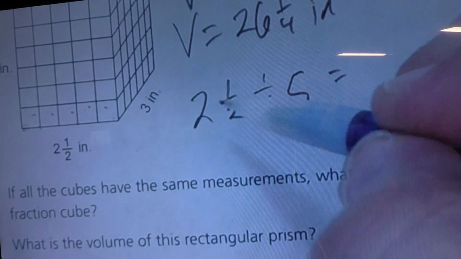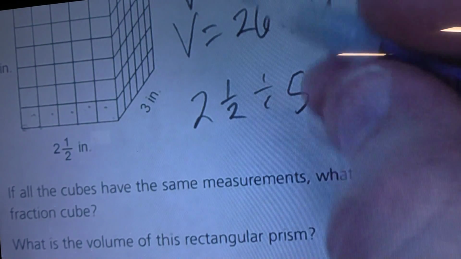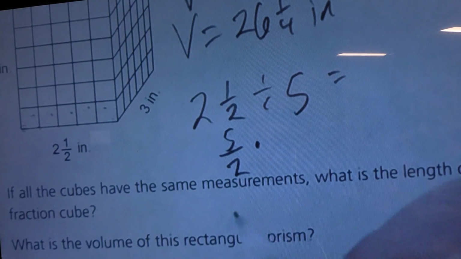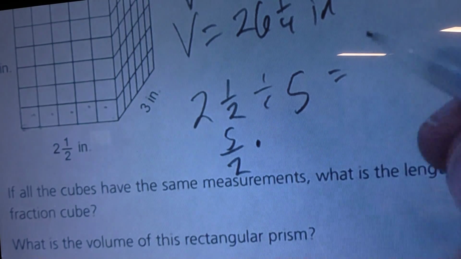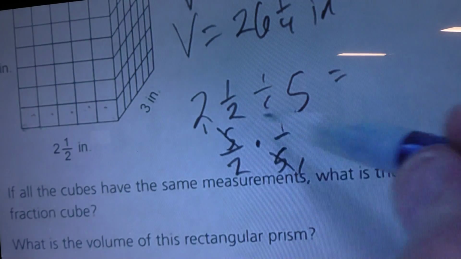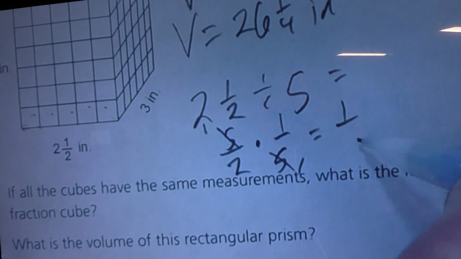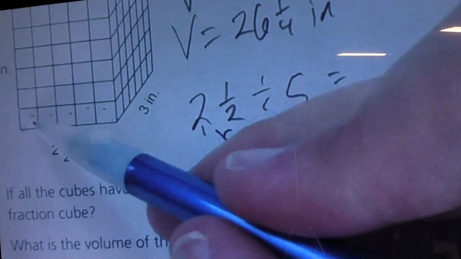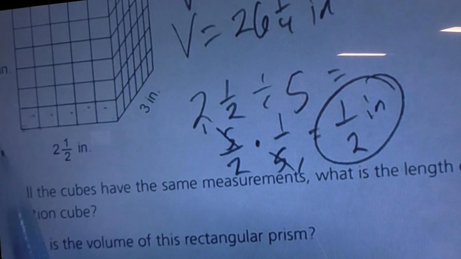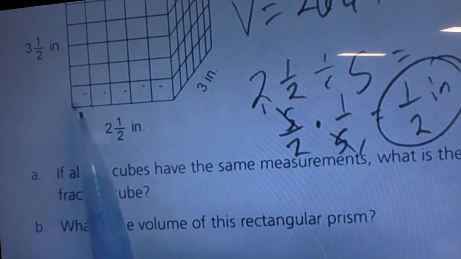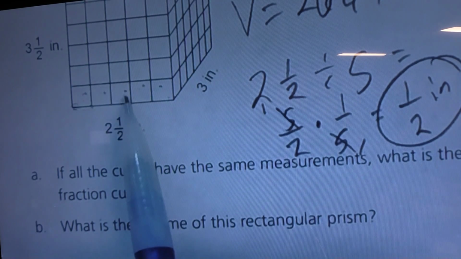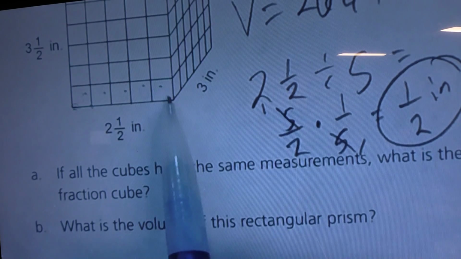Okay, let's make this an improper fraction. 2 times 2 is 4, plus 1 is 5 halves. Change this to times. Now ordinarily this would be 5 over 1, but I'm switching it to 1/5. These can cross cancel. And then 1 times 1 is 1, 2 times 1 is 2. So each one of these is going to be 1/2 inches. And it makes sense because I could say 1/2 a whole, which would be 1, 1.5, 2, 2.5.